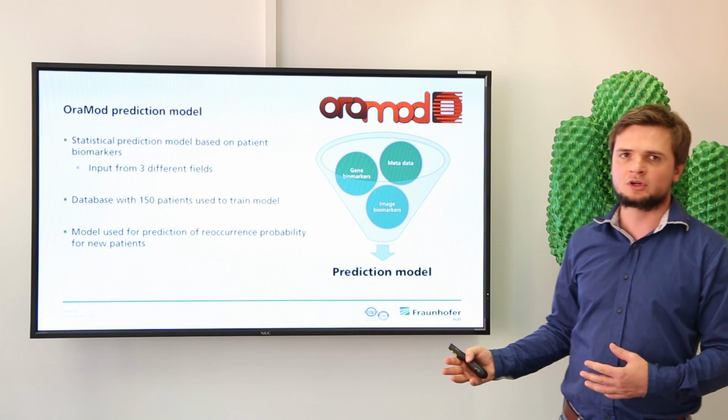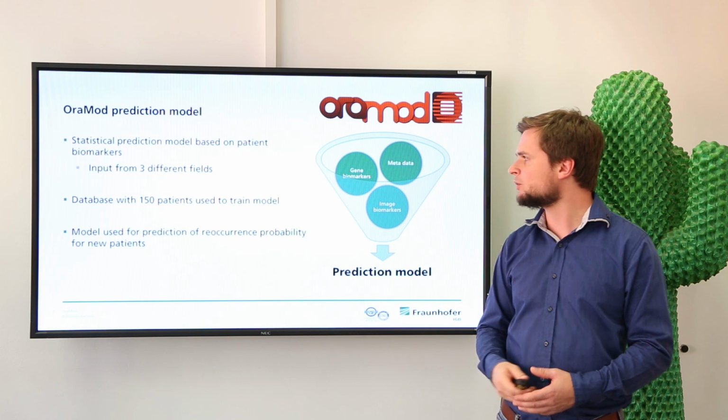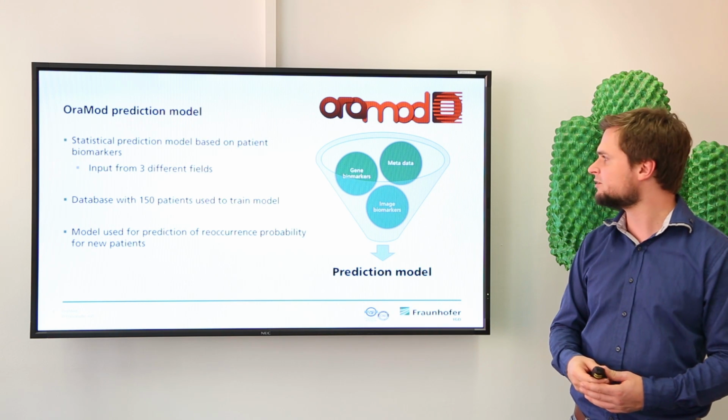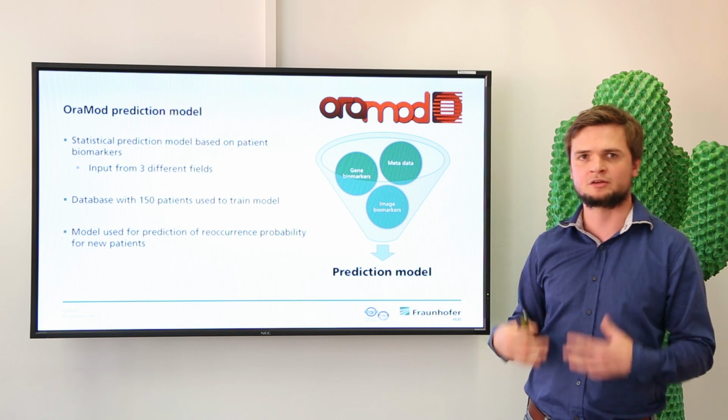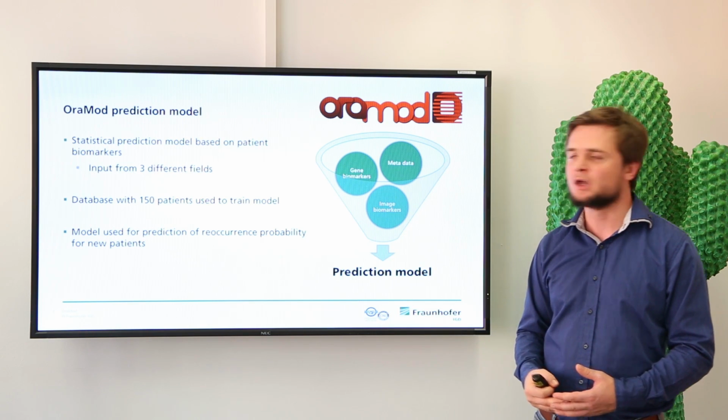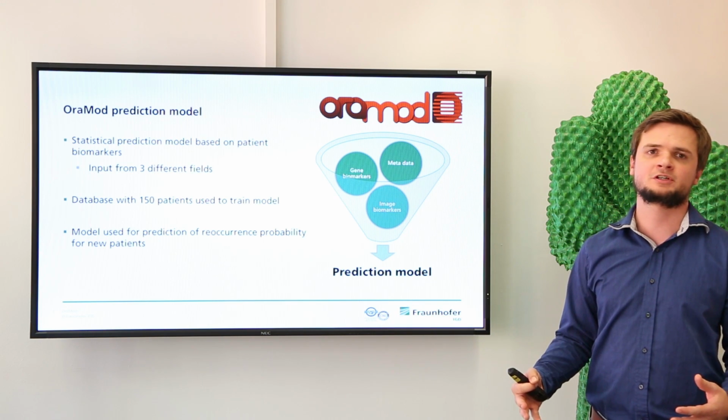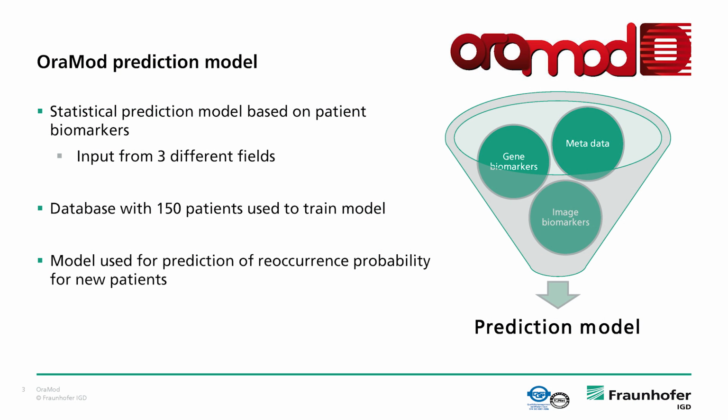To train the whole model, we have a pool of 150 patient datasets, which we use to train the OraMod prediction model. Once we have trained the OraMod prediction model, we can use it for new patients to give a probability what the chance is that the cancer will reoccur.